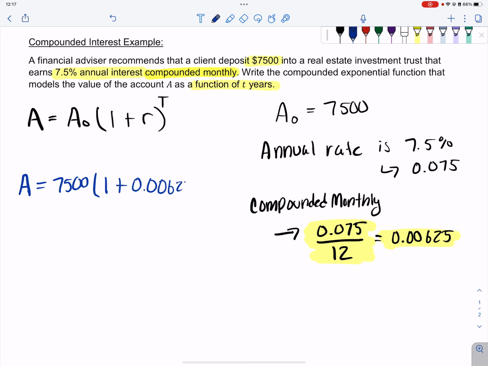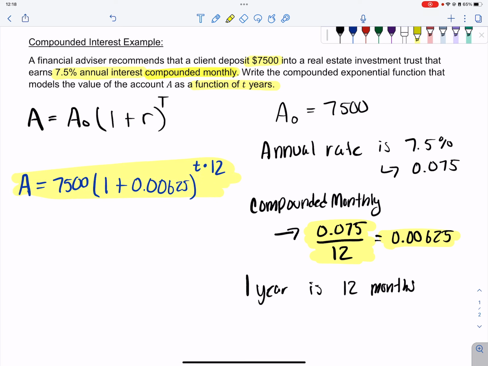But let's make a note that 0.00625, our rate, is for 1 month, and my t is for years. So if I remember, 1 year is 12 months, which means my t needs to get multiplied by 12 in the exponent. And now this final equation here, A equal to 7,500 times 1 plus 0.00625 raised to the t times 12, that would be my compound exponential function that represents this situation.